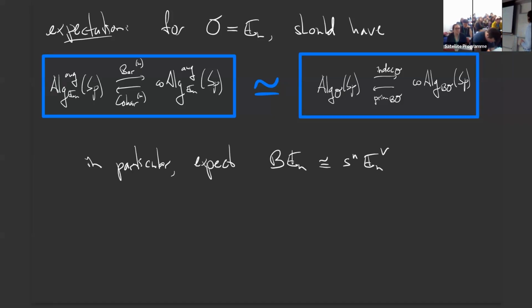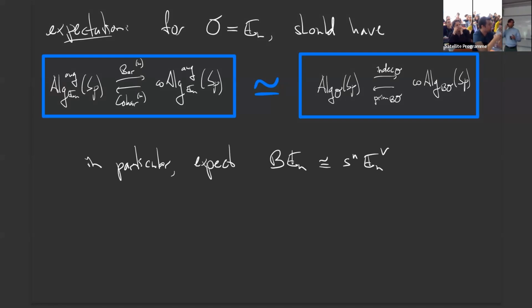If you think about this carefully, you'll come up with the following expectation. I'll get back to this degree shift later if you're not familiar with where that comes from. But at least, to make these pictures look alike, you should have something like this. You want the bar construction on En to be essentially En again, up to Spanier-Whitehead duality. This thing is a cooperad, and up to some shifting.